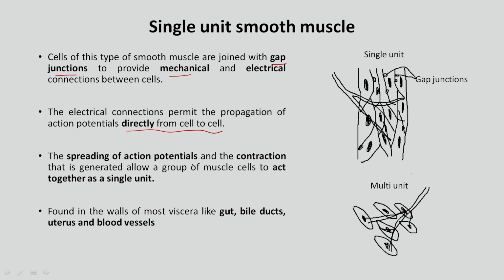The spreading of action potential and the contraction that is generated allow a group of muscles to act together as a single unit. This type of muscle is found in most viscera like the gut, bile duct, uterus and blood vessels. So, all these organs have single unit smooth muscles.